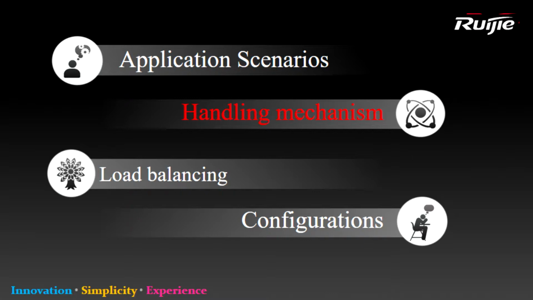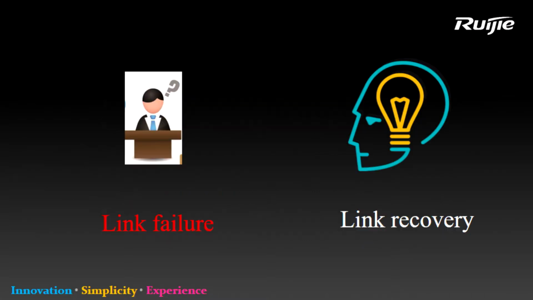Okay, let's move to our second part, handling mechanism. We divide this part into 2 small parts, link failure and link recovery. In the next part, we will introduce the working mechanism when the topology is fine and when the link is wrong.